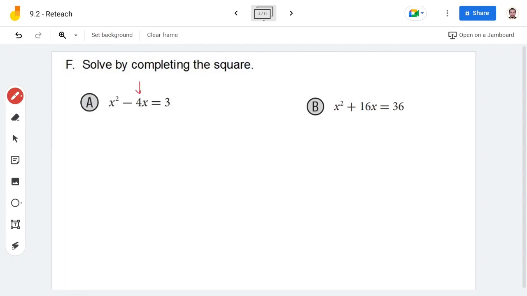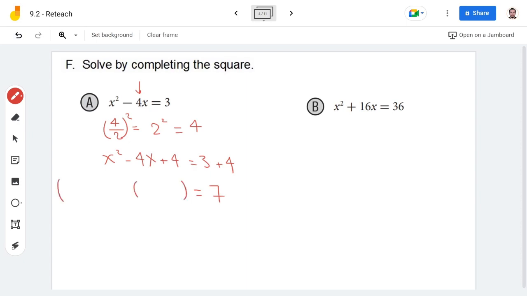So now as you can see, b here is equal 4. So 4 over 2 to the power of 2, which is equal 2 to the power of 2, which is equal 4. Now add 4 for both sides, x squared minus 4x plus 4, and on the other side plus 4. Now let's add these two together. So 3 plus 4 is equal 7.